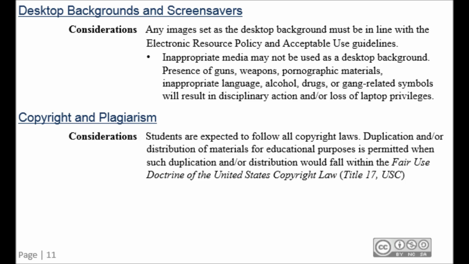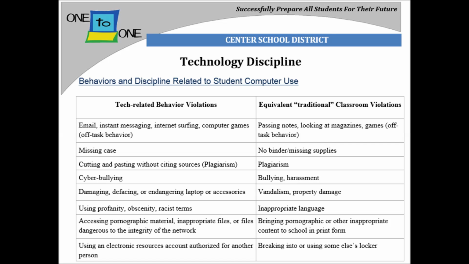Considerations. Students are expected to follow the copyright laws. Duplication and/or distribution of materials for an educational purpose is permitted when such duplication or distribution would fall within the fair use guidelines.